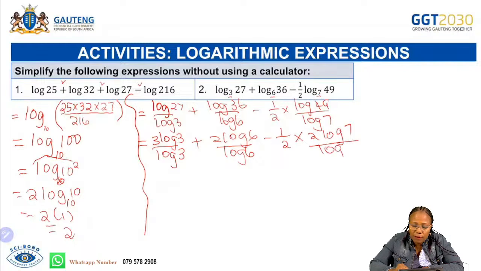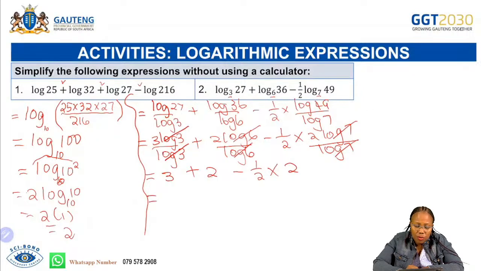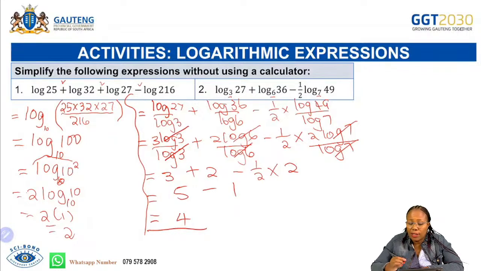over log 7. Log 3 goes once into log 3, you are left with 3 plus log 6 once into log 6, you are left with 2. And then now minus half times log 7 once in log 7, you are left with 2 there. Then it will be 3 plus 2, which is 5, minus half of 2 is 1, then 5 minus 1 is a 4. So that is your answer, grade 12. I hope you got it correct.